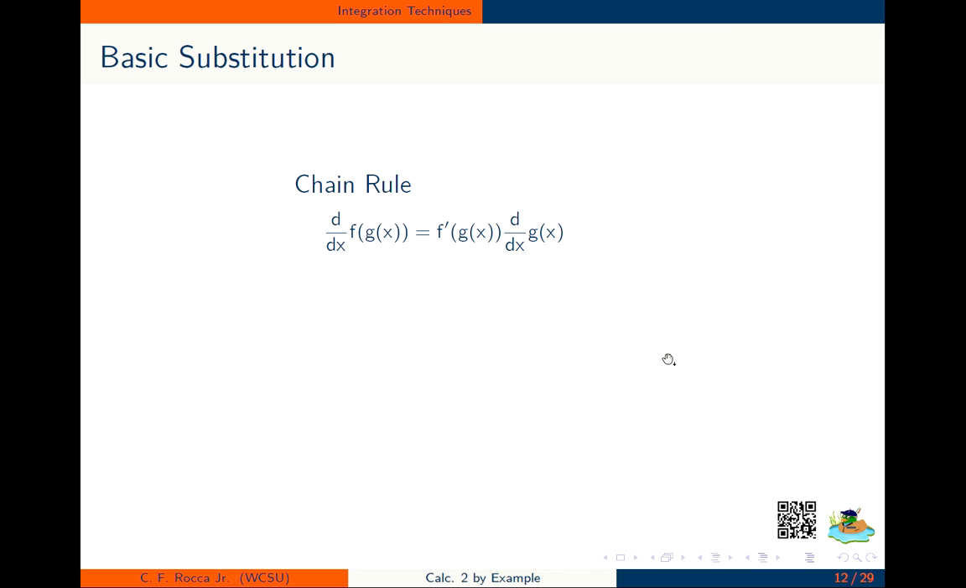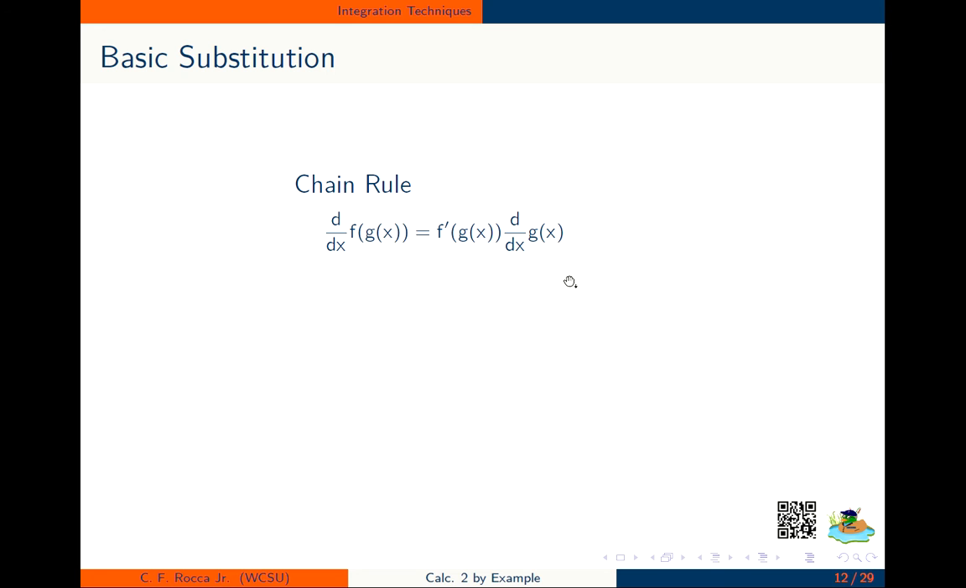All right, so the first one we're going to look at is called basic substitution, but we're going to actually start by going back and looking at a derivative rule. We're going to start by looking at the chain rule because basic substitution, sometimes called U substitution, is largely about reversing the chain rule. Not in every case, or at least not obviously in every case, but generally this is how you want to think about it.